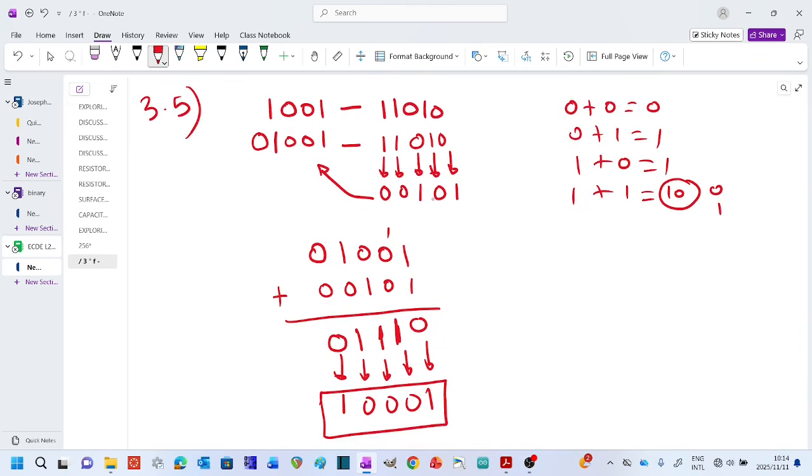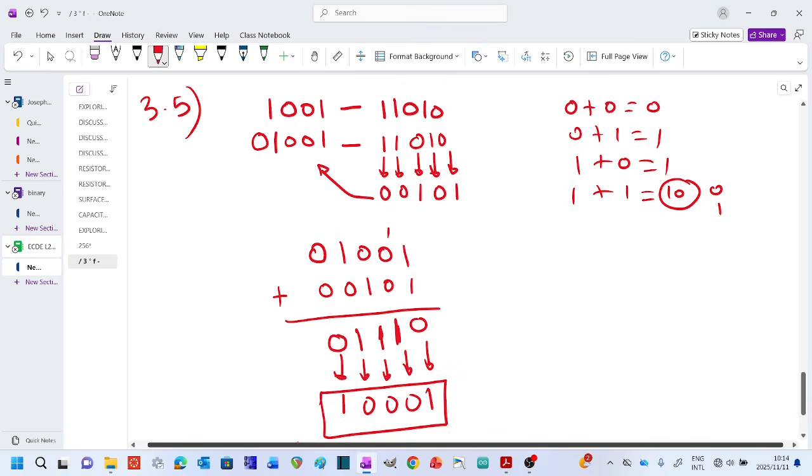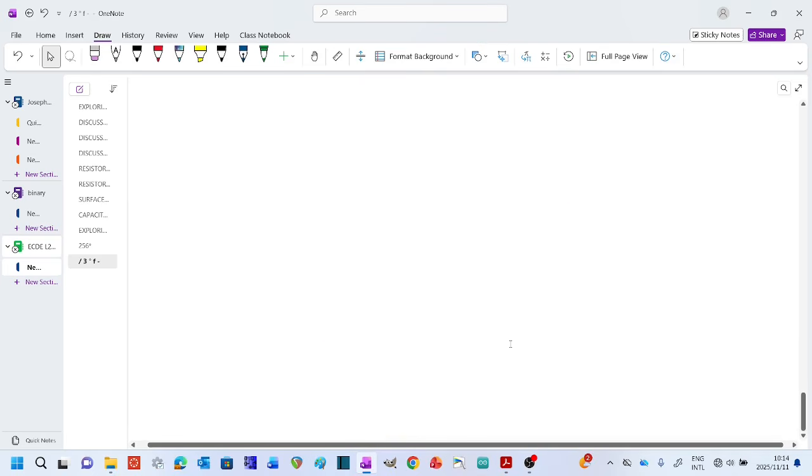When you finish solving your one's complement and there is no last carry, it means you are dealing with a negative number. So what do you have to do? You take the last answer that you obtained and do the one's complement if they ask you to do the one's complement. When we solve the two's complement, we're going to take this last answer and two's complement it. So let's move on.